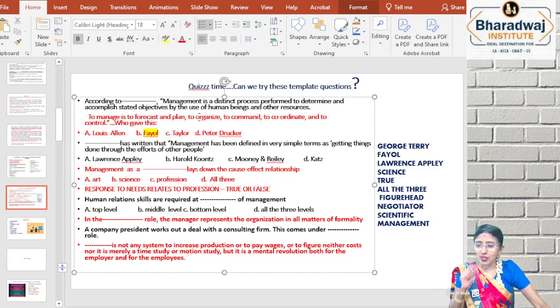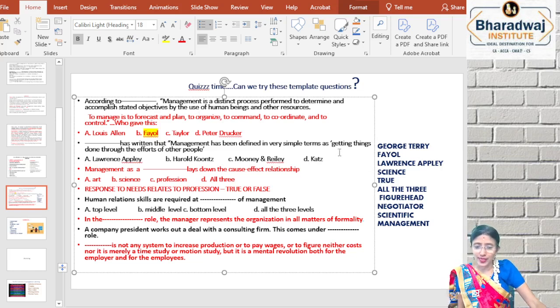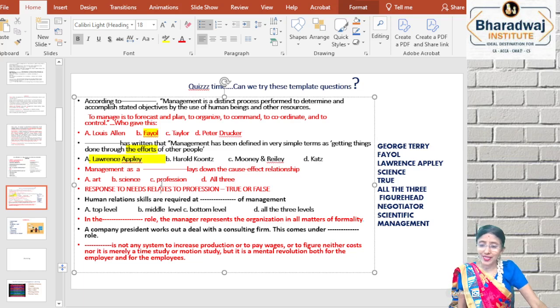To manage is to forecast and plan, organize, command, coordinate and control. 5 functions as given by Fayol. Look at the answer. Next one, Lawrence Appley has defined management as getting things done through the efforts of other people. Look at the keyword, efforts. When it comes to efforts, it is Lawrence Appley.